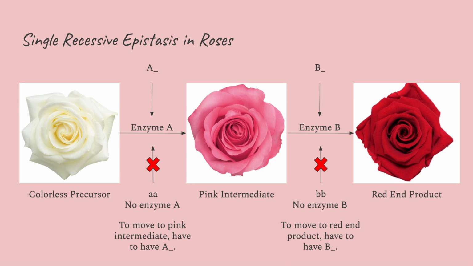Similar to enzyme A, enzyme B will have a rose remain as a pink intermediate if it is homozygous recessive little b, but if it has a dominant B allele, then we will reach the red end product. In our roses, you can see that the little a locus masks the big B and little b loci.